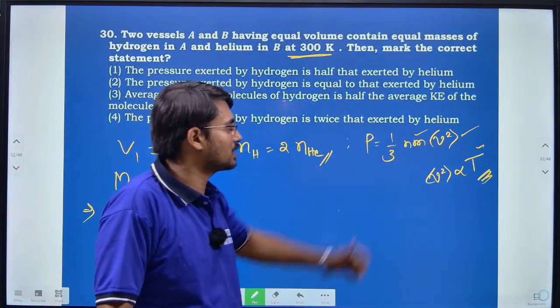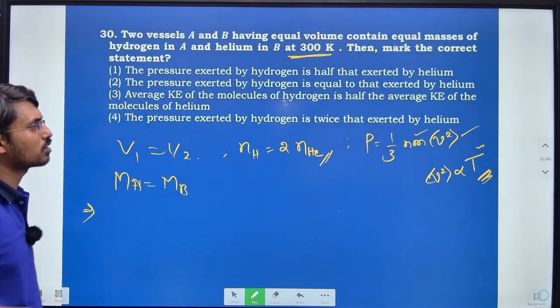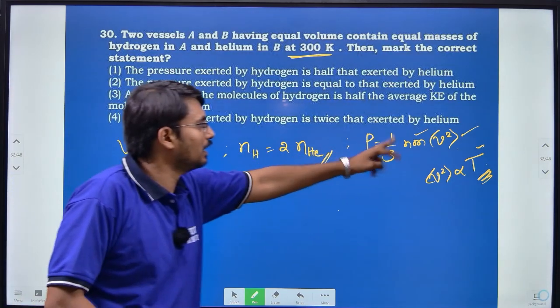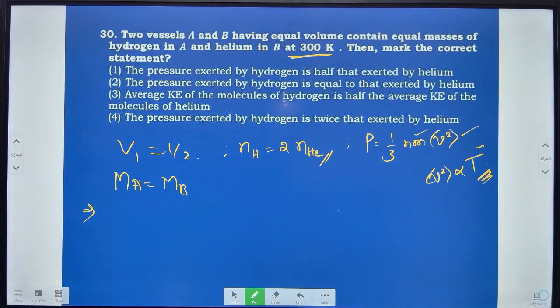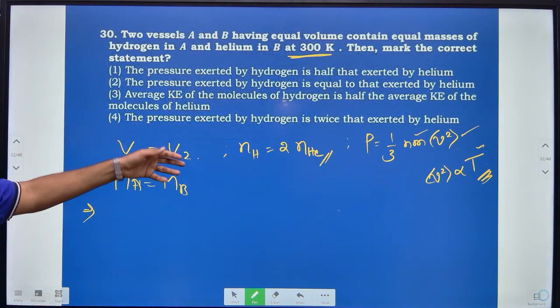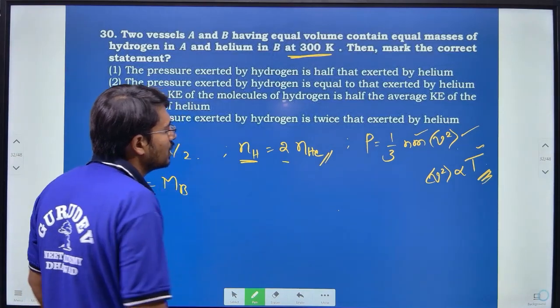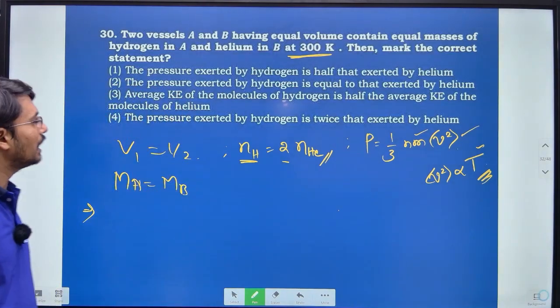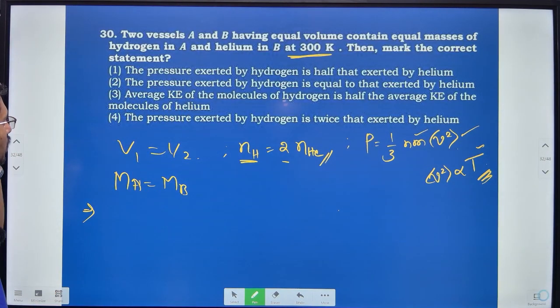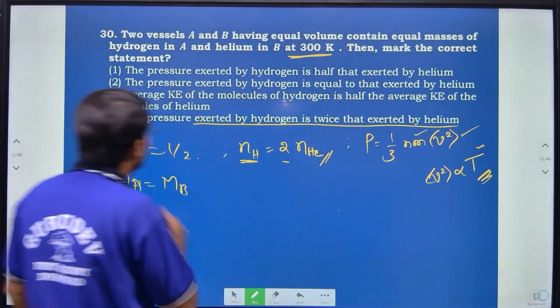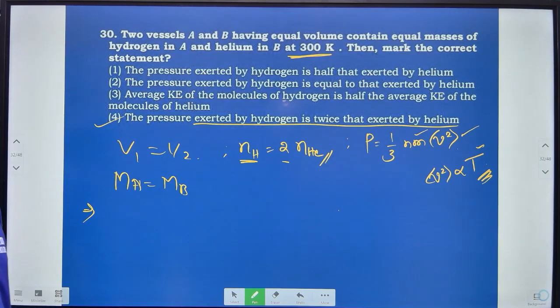If that is the case, P is directly proportional to N. If P is directly proportional to N, hydrogen will have a pressure that is twice that of the helium. Looking at the options, the last one says the pressure exerted by the hydrogen is twice that of the helium. So the fourth one will be the right answer in this particular case.